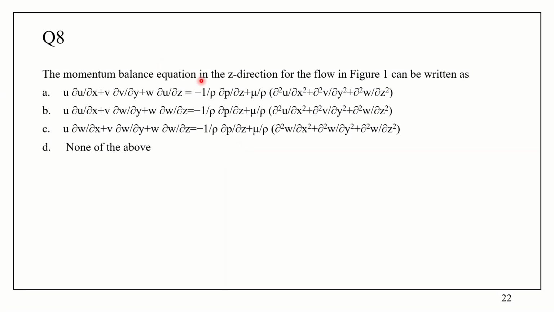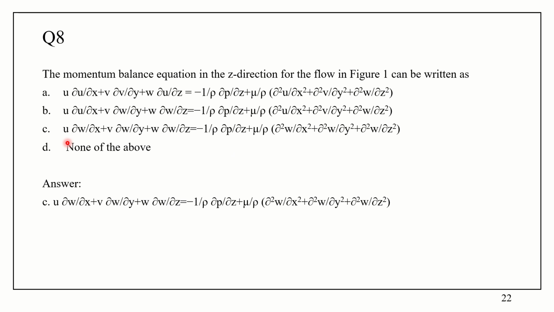After this, it will be reduced depending on the conditions. So the momentum balance equation in the z direction for the flow in figure 1 can be written as in option C, that is u into dou w by dou x plus v into dou w by dou y plus w into dou w by dou z equal to minus 1 by rho dou p by dou z plus mu by rho dou square w by dou x square plus dou square w by dou y square plus dou square w by dou z square. So this is question 8. Now we will go to question 9.